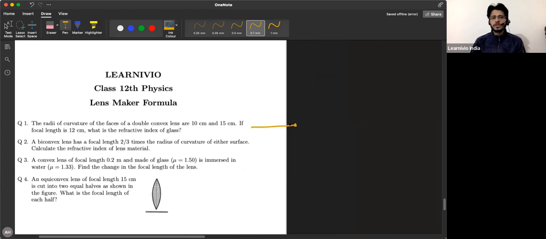So, radii of curvature of the faces of a double convex lens are 10 centimeter and 15 centimeter. If focal length is 12, what is the refractive index of the glass? So, let's apply Lensmaker formula. 1 by f is (n2 by n1 minus 1) into (1 by r1 minus 1 by r2).